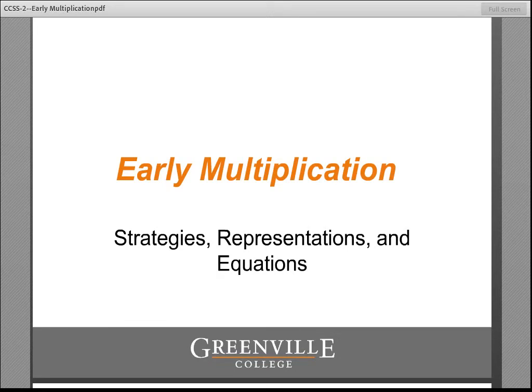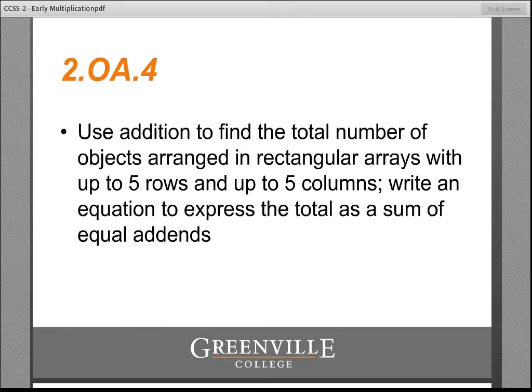So we're going to take a look at what that might entail, and of course we need to use the standard language to help frame what we do. So as we examine the wording of the standard, the first thing that jumps out to us is that children are to use addition. So addition has been that significant area of focus since kindergarten, and it should now be a strength area for your learners.